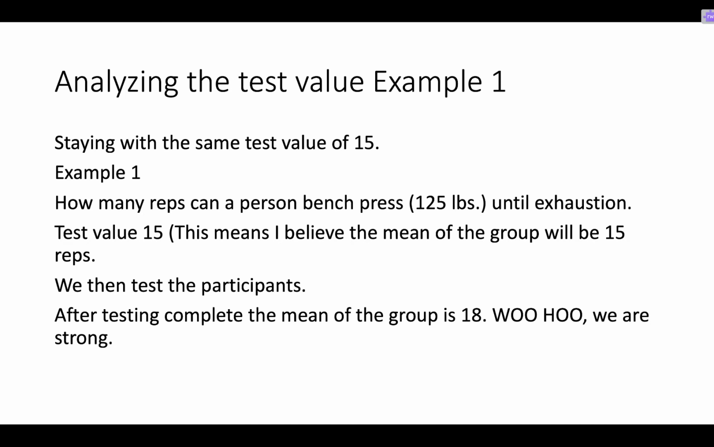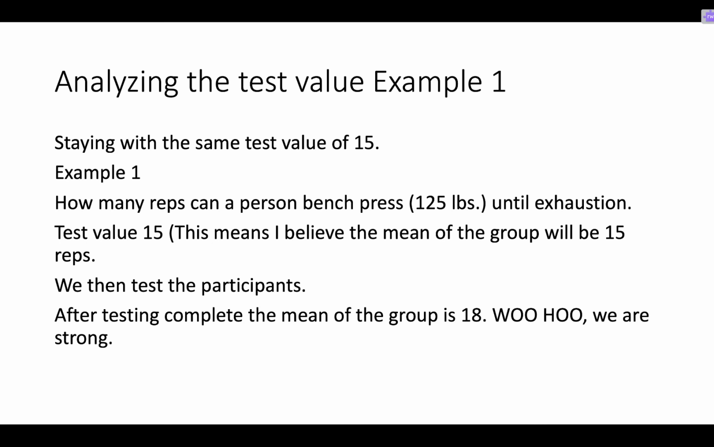So we're back to that same example. Staying with the same test value of 15, our example: how many reps can a person bench press 125 pounds until exhaustion? The test value is 15. This means I believe the mean of the group will be 15 reps or more, and 2 or 3 or less.